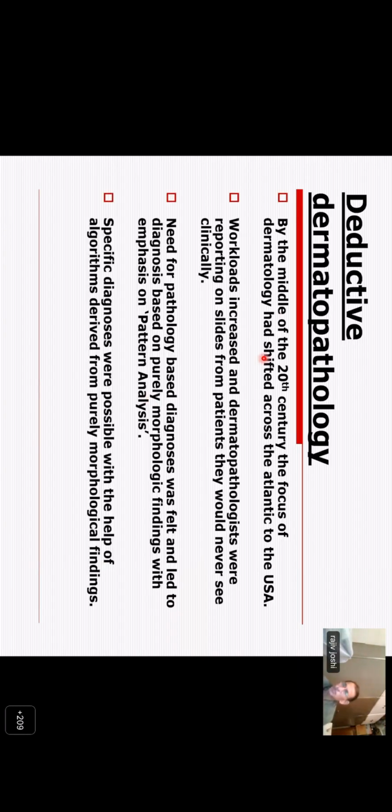By the middle of the 20th century, the focus of dermatology had shifted across the Atlantic to the United States. A lot of German dermatologists, many of them Jews, had to leave Nazi Germany and they sought refuge in the United States. And they were the ones who really contributed to dermatopathology.